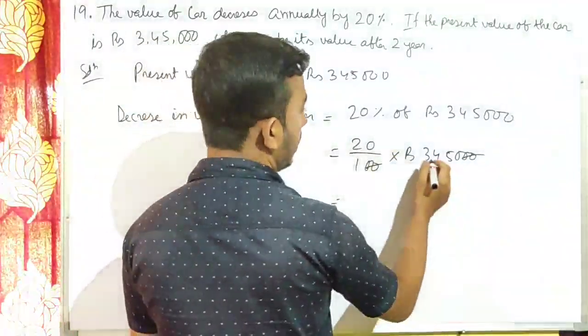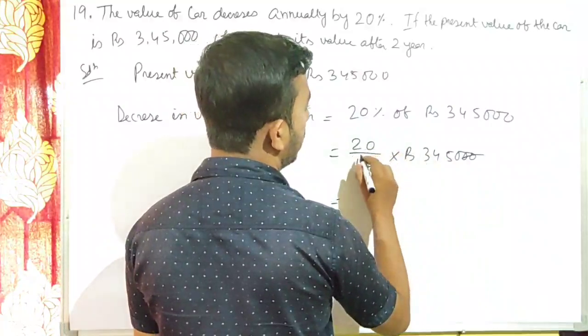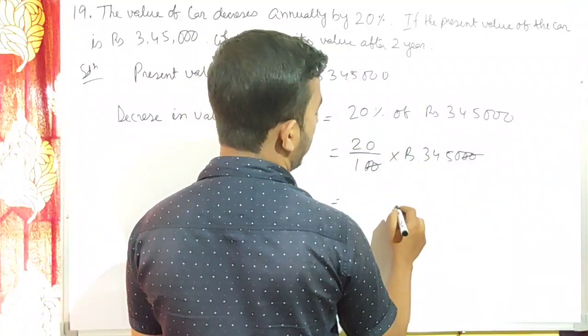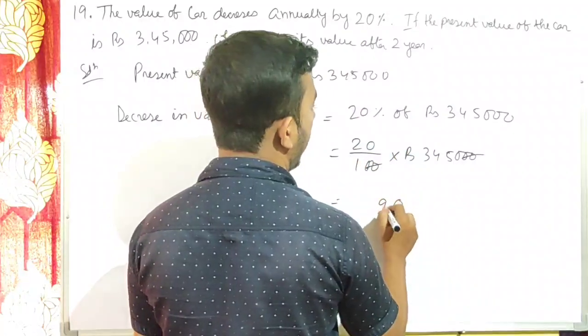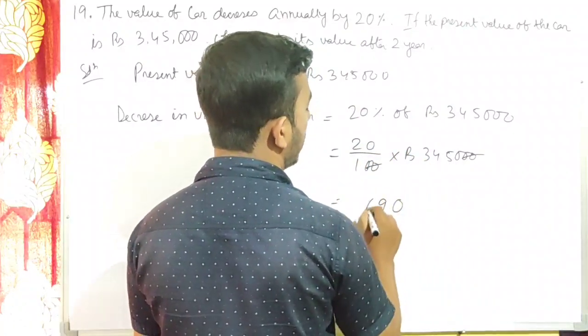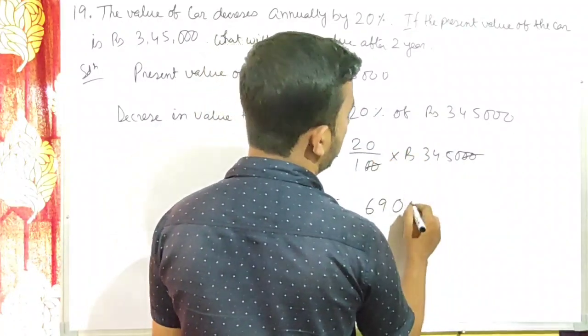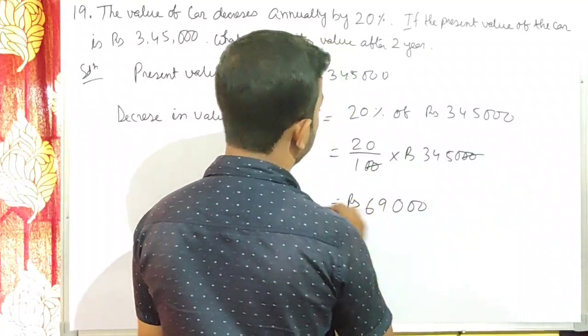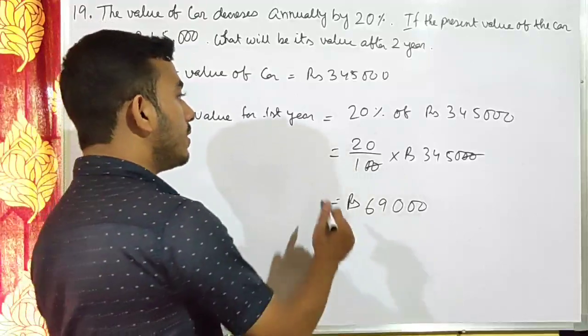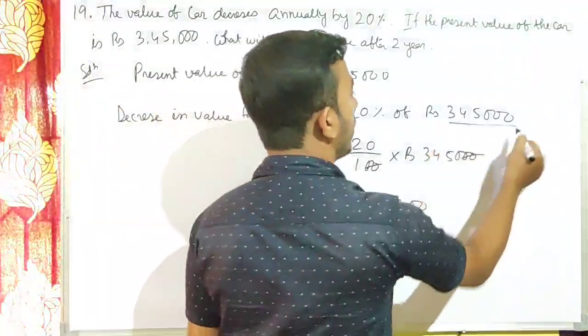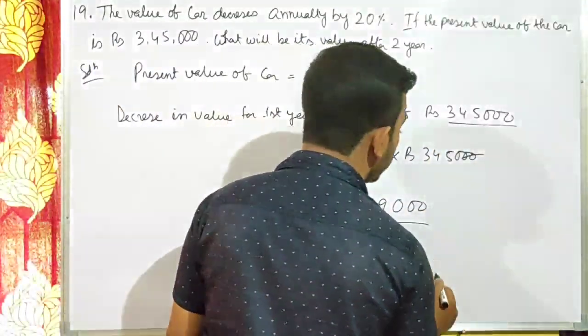Then 345 into 2: 5 into 2 is 10, 1 carried; 4 into 2 is 8, then 9; 3 into 2 is 6, so 69, then this double 0. Okay, so this amount, ₹69,000, decreased in the first year. Means this is the 20% of this amount.